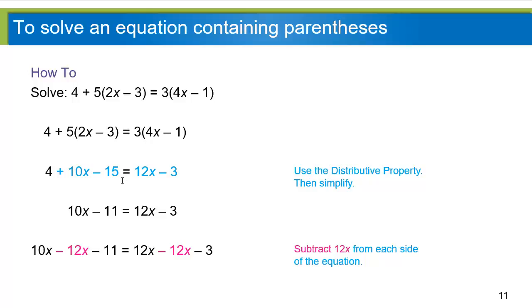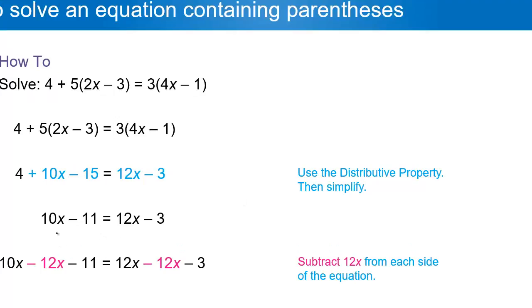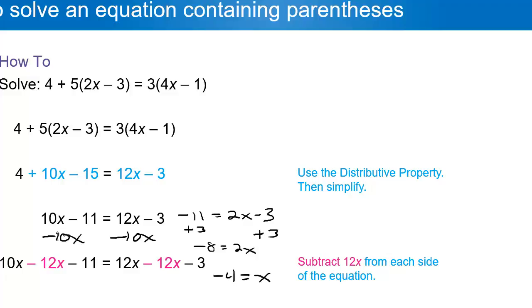Again, this book always wants to keep everything on the left side, and I would not do it that way. I would move the 10x over. So instead, I'm going to subtract 10x from both sides to keep it positive. So we get negative 11 equals 2x minus 3. Then we add 3 to both sides to get negative 8 equals 2x. Then we divide both sides by 2 and get negative 4 equals x.